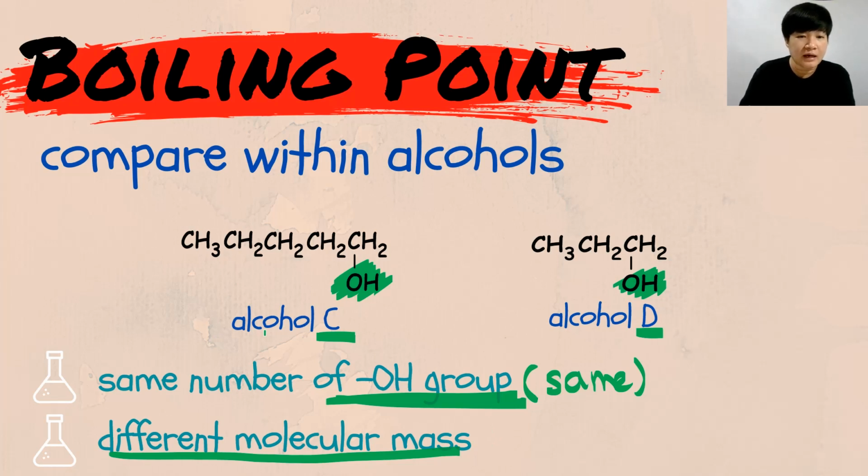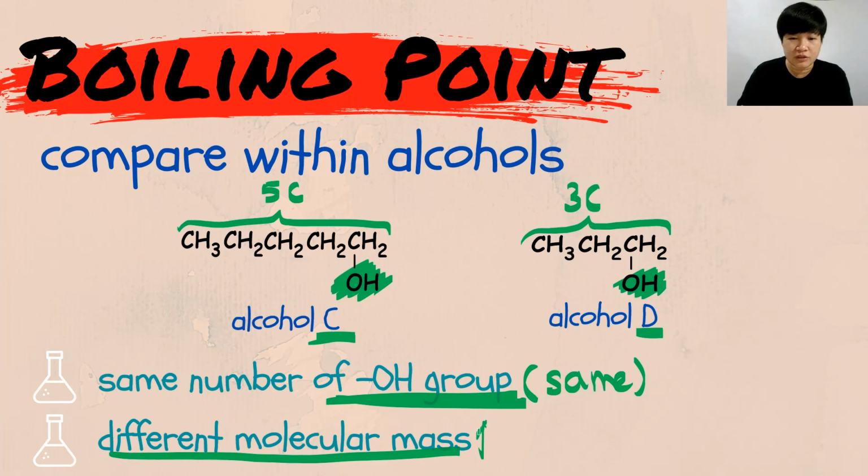Look at it. The alcohol C over here has how many carbons? The alcohol C over here has 5 carbons. The alcohol D over here has only 3 carbons. And we know that the higher the molecular mass, the higher the boiling point. Which one do you think has the higher boiling point? Obviously, alcohol C will have the higher boiling point because it has more carbon atoms.